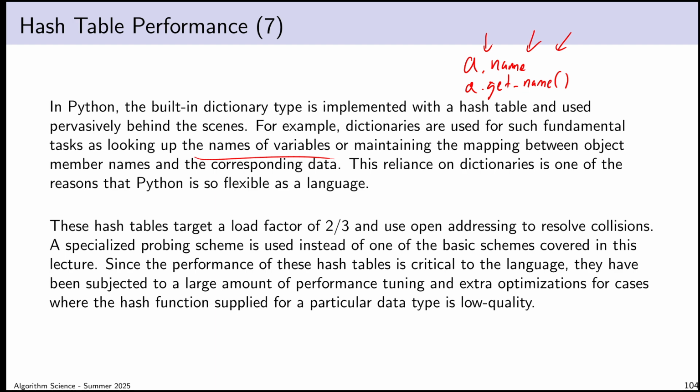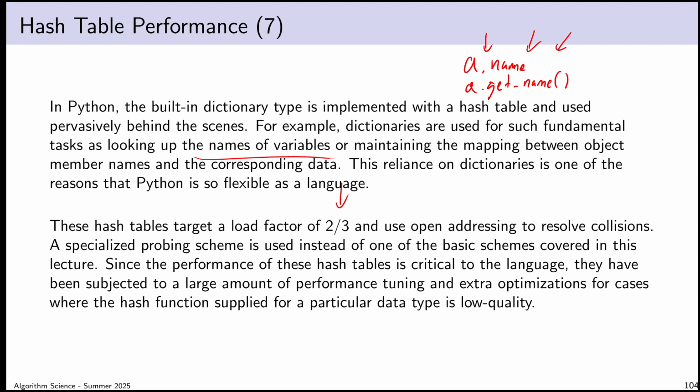And the Python dictionary hash table is a pretty amazing thing. It is highly optimized for a wide variety of use cases. And it's even designed to handle use cases where the designer of the hash function had no idea what they were doing. So in Python, hash tables for dictionaries actually use open addressing. They do not use chaining. They target a load factor of 2/3, so 0.66 basically.